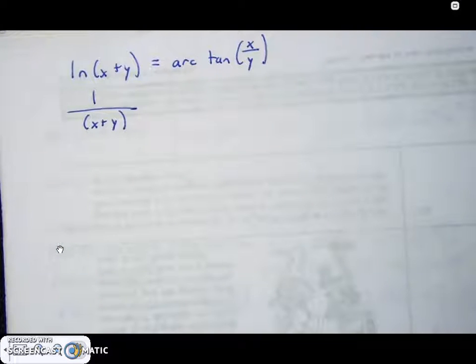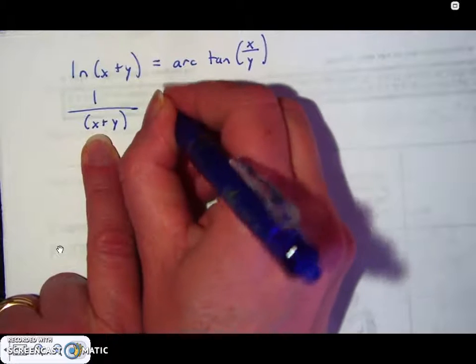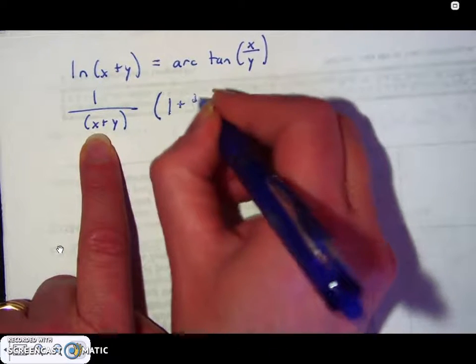Okay, so I agree with the 1 over x plus y, because the derivative of ln of x is 1 over x, so the derivative of ln of x plus y would be 1 over x plus y. But then we need to say times the derivative of what? Right. Okay, so what is the derivative of this? Perfect.